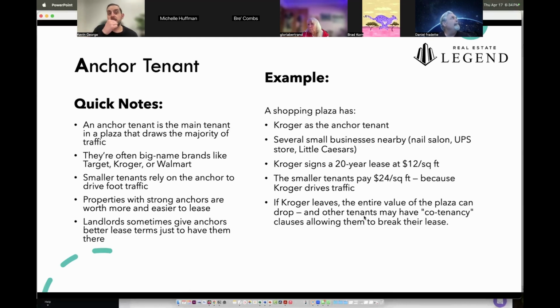Okay. The other thing is if Kroger leaves, the entire value of the plaza just came down. So other tenants may have a co-tenancy clause allowing them to break their lease, which is interesting. They'll say, hey, if the Target leaves, if the Starbucks leaves, I have the right to break my lease.